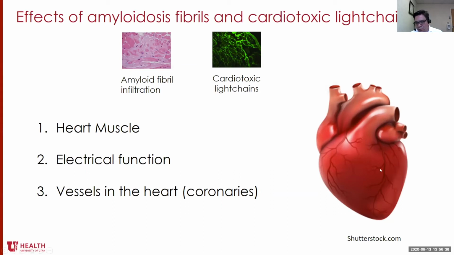And in some patients, not all of them, also these vessels that you can see here on top of the heart, we call these vessels coronaries. And these are the vessels that supply the blood flow to the heart. In some patients, these vessels can also be affected by amyloidosis. So now let's expand a little bit more on amyloidosis affecting each of these three aspects of the cardiac or the heart function.